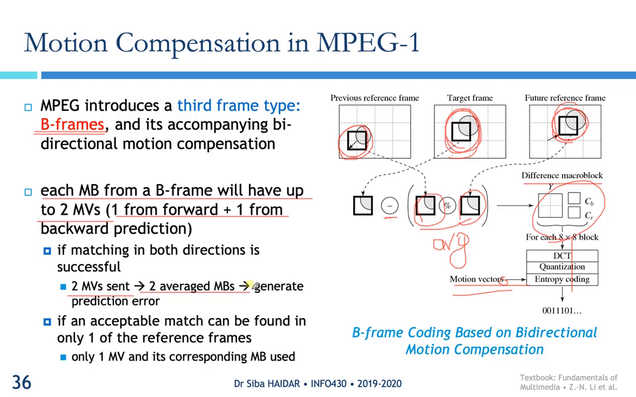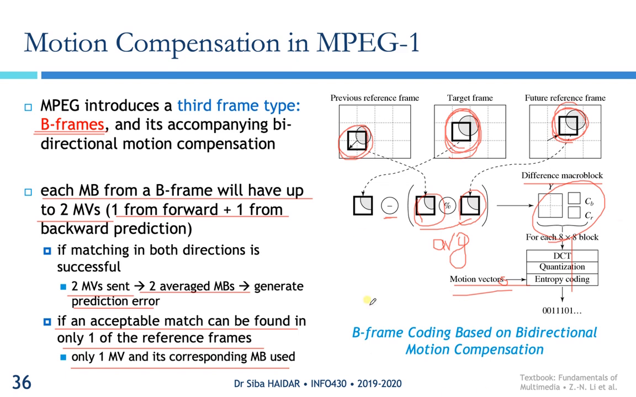the two average motion macro blocks are generated, and then you generate the prediction error. If an acceptable match can be found in only one of the reference frames, if the future is not good for prediction or the previous is not good, no adequate match is available, so in this case you continue as normal as in H.261. You code only one motion vector and its corresponding macro block.